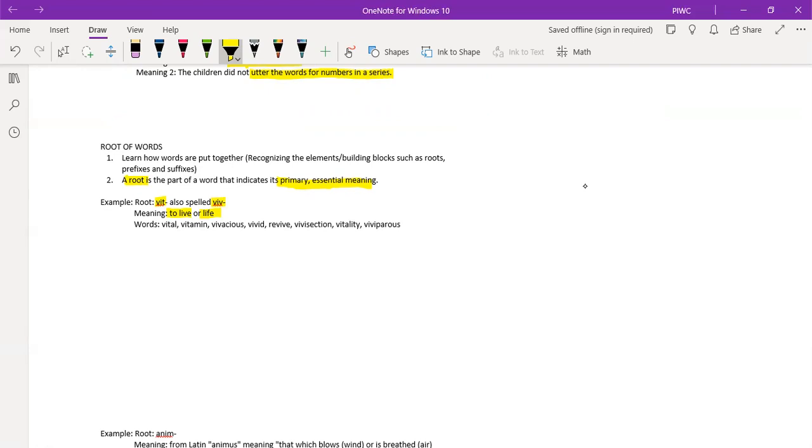So let's analyze this word and see. Let's take the word vital. If you see the word vital, we have VIT, right? So let's break it down and see. The VIT, what does that mean? The VIT here means life, right? So we have the VIT meaning life.